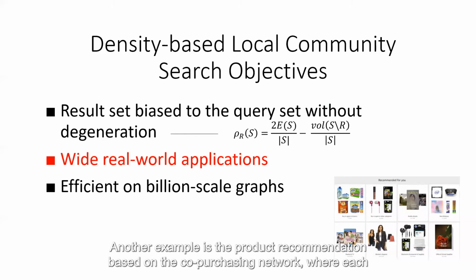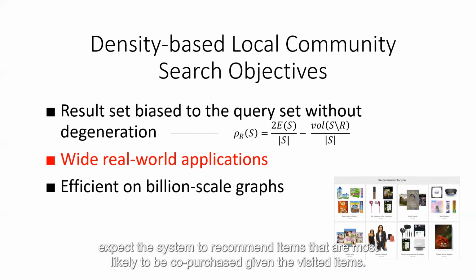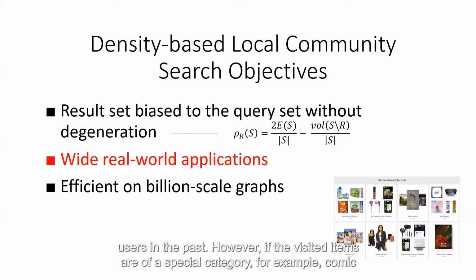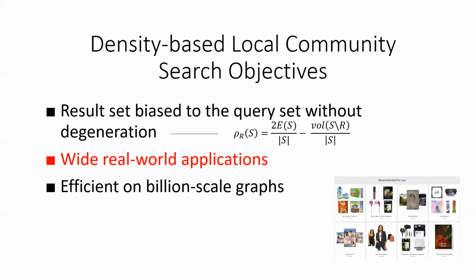Another example is the product recommendation based on the co-purchasing network, where each edge represents a co-purchasing of the two items. Given a set of items a customer has visited, we expect the system to recommend items that are most likely to be co-purchased given the visited items. Note that many items may have been co-purchased with popular items such as toilet paper by some users in the past. However, if the visited items are of a special category, for example, comic books of a specific series, then toilet paper does not correlate sufficiently with the visited items.